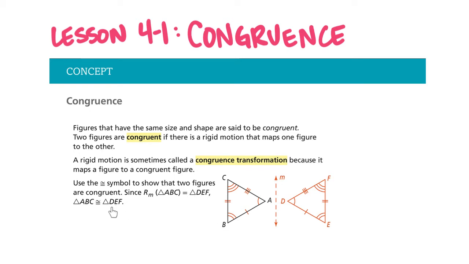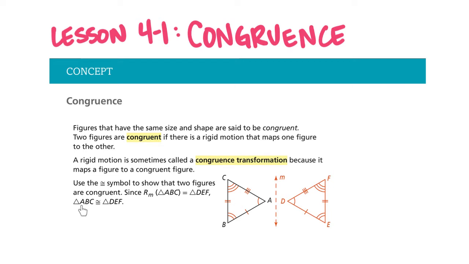Now you'll notice this right here. This is called a congruence statement. Triangle ABC is congruent to triangle DEF. That's called a congruence statement. And it does a couple things. First of all, it tells us that the two shapes are congruent. They're the same size and shape, that we can map one onto the other with a rigid motion. But it also tells us which parts would map to which other parts when we did that rigid motion.